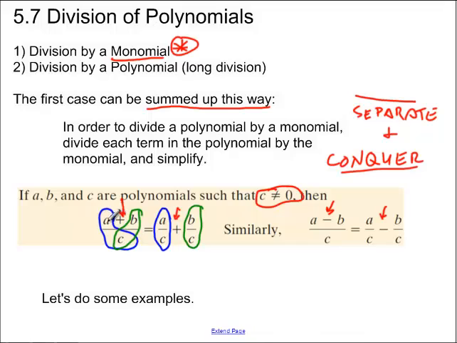So that's what I mean by separate and conquer. Separate is a divided by c turns into a divided by c. B over c turns into b over c. The plus sign stays here, or if it's a minus sign between them, the minus sign goes between them. And then conquer. The last thing we have to do is simplify. So we'd have to simplify a over c and b over c if we can. And let's do some examples.